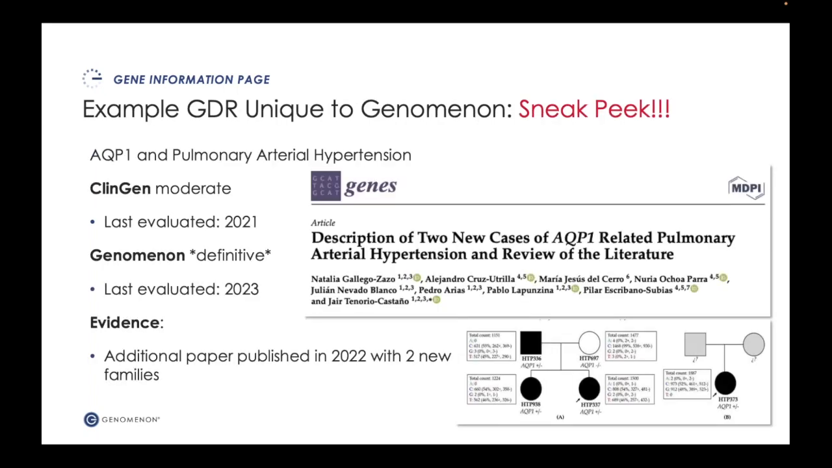Next slide. For this first example, we assessed the gene AQP1 and pulmonary arterial hypertension. ClinGen evaluated this in 2021 and came to a moderate classification. Genomenon then evaluated this data in 2023 and found an additional paper that was published in 2022 with 2 new families. This evidence supported a definitive classification, which is really exciting. And this example just highlights the impact of frequent analysis on gene-disease relationships due to the ever-increasing amount of published literature. Next example.